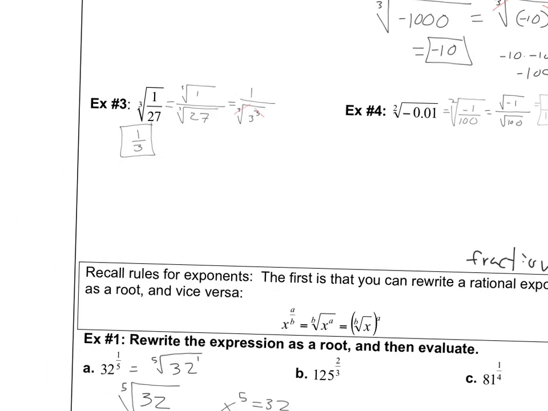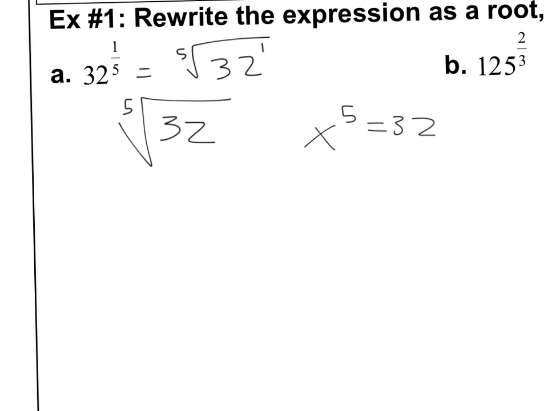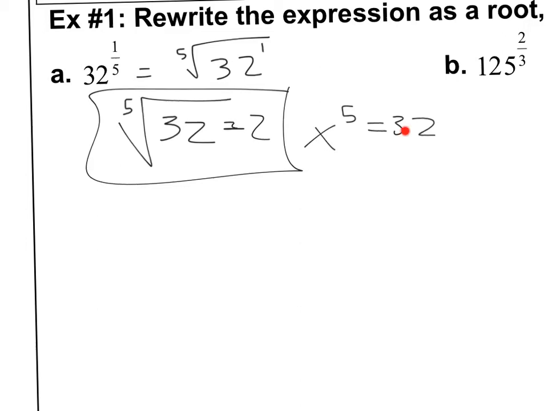So let's go back down here. Yeah, this must be 2, because 2 to the 5th power is 32. Therefore, the 5th root of 32 is 2. That's a little equal sign. Okay, so I like to just play with these and try and figure out which one it is.